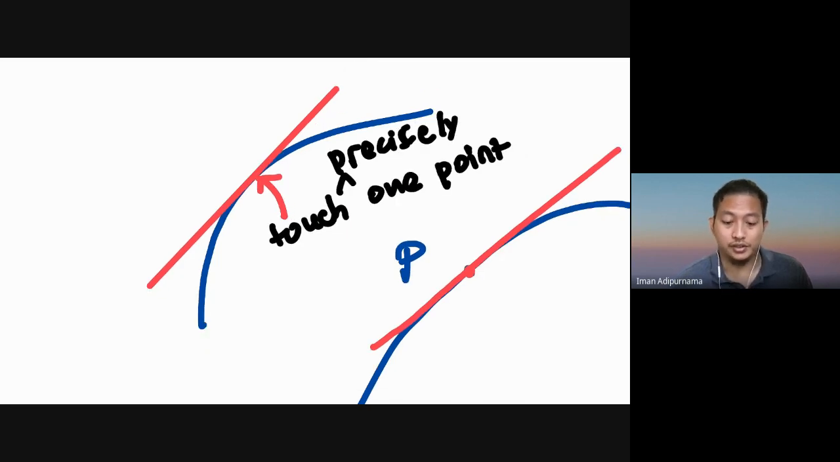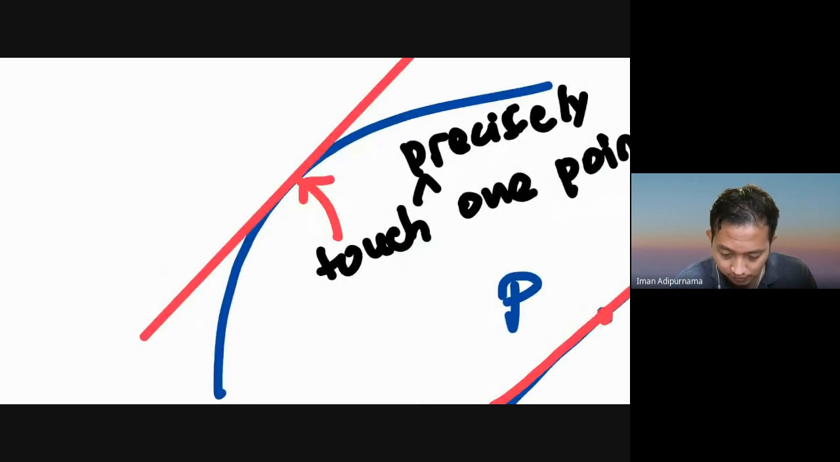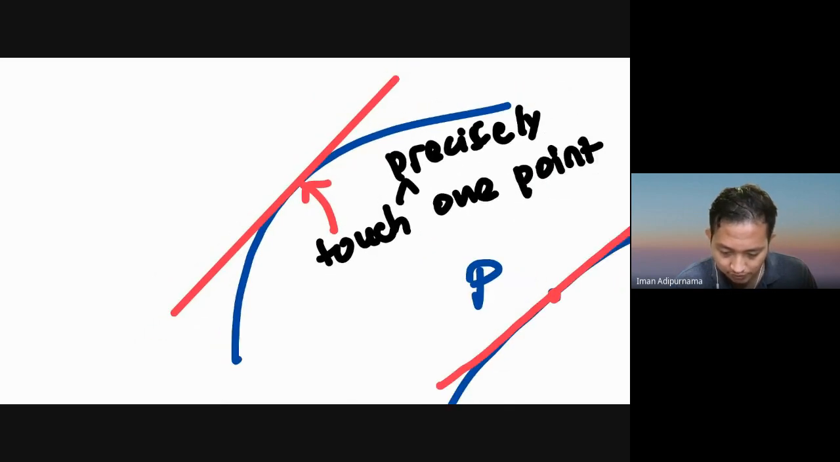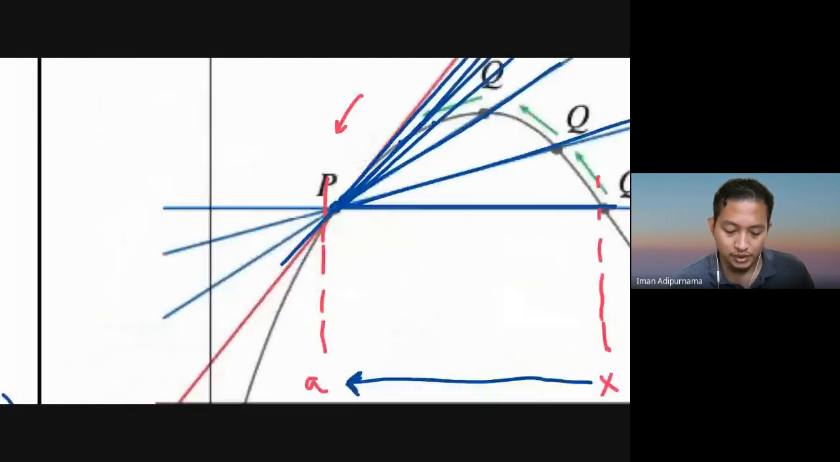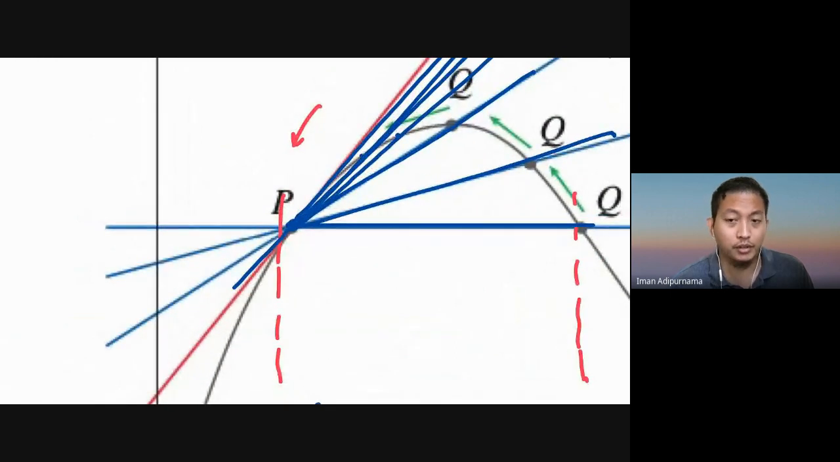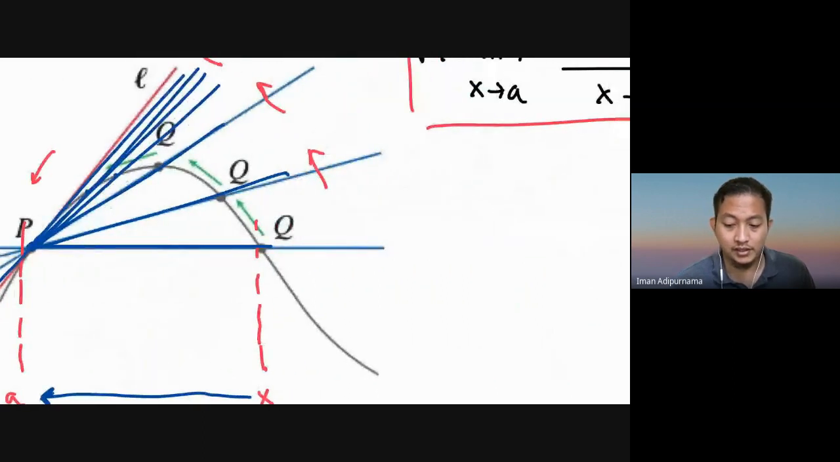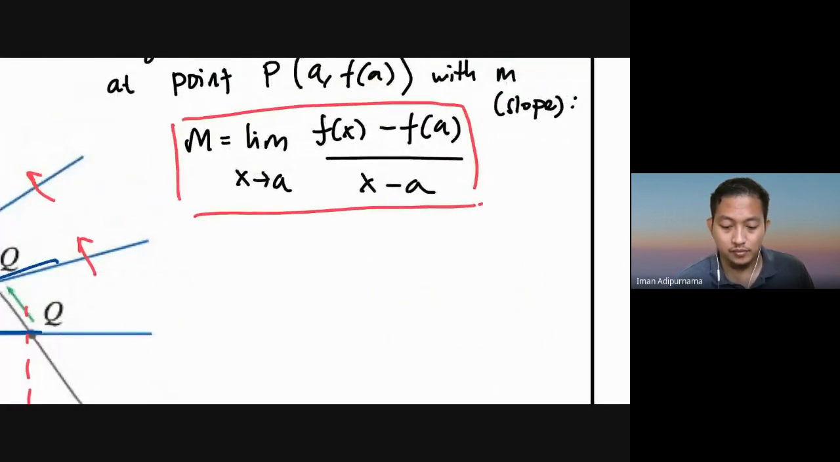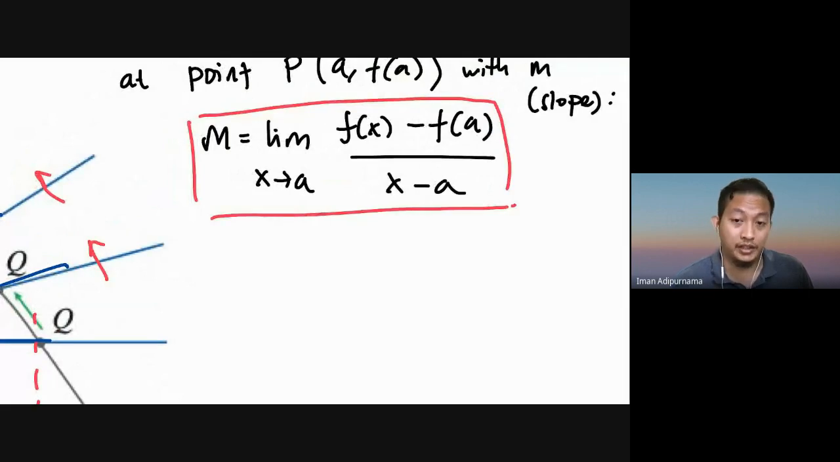Tangent means to touch. Because of the pixels, you cannot really see that it's 1 point, but in reality, the tangent line touches 1 point. So the line here is touching point P at exactly 1 point. And the slope is basically a limit as x approaches a of f of x minus f of a over x minus a.